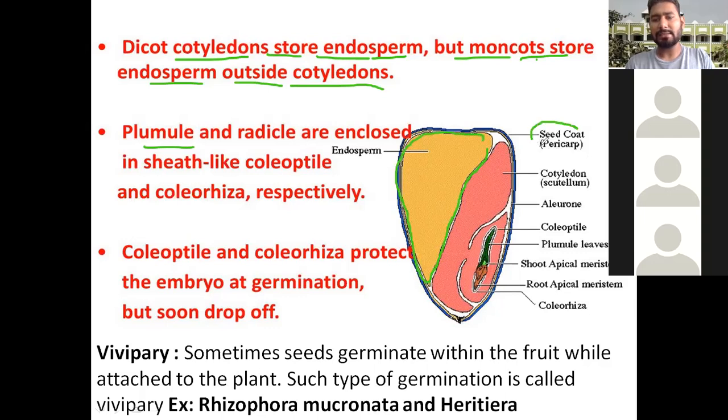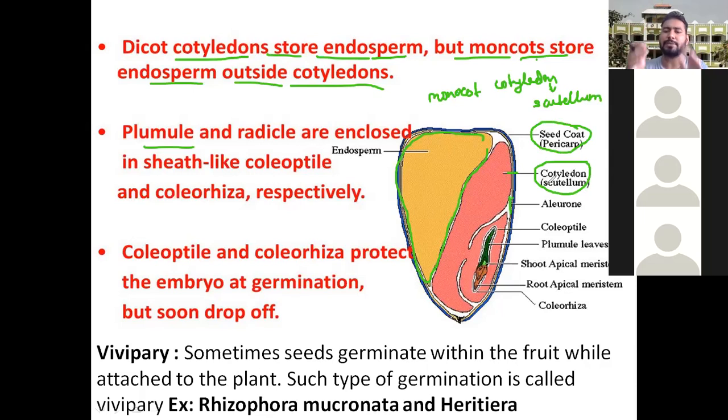This is the seed coat, pericarp, and this is the cotyledon. The cotyledon of monocot is known as the scutellum. Clear? Scutellum. And the outer proteinaceous layer, that means it is fused between the pericarp, the outermost layer, and the aleurone, the innermost layer made up of protein. So here you can see the aleurone layer, which is made up of protein.